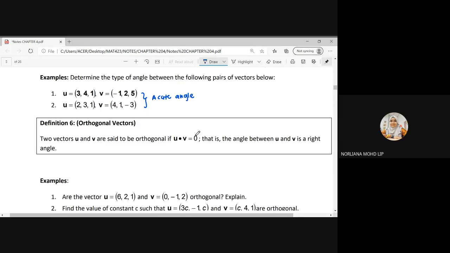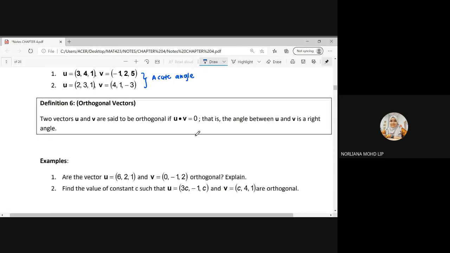Okay, next. Definition 6, the orthogonal vector. Orthogonal vector, these two vector u and v are said to be orthogonal if u dot v equal to 0. Or we call it, the angle is the right angle, right angle.